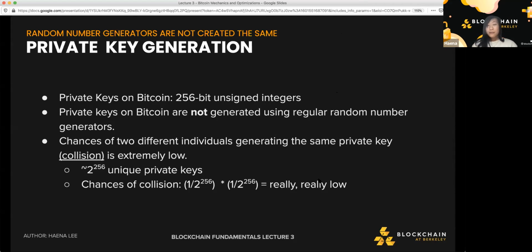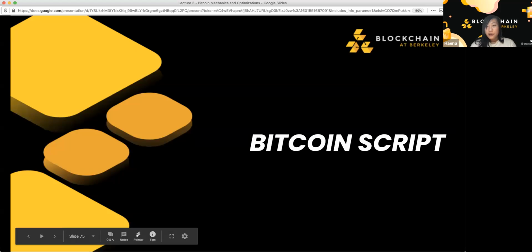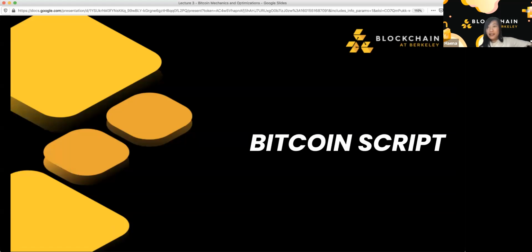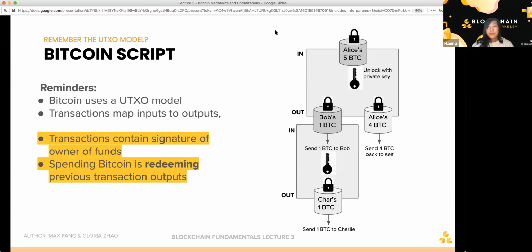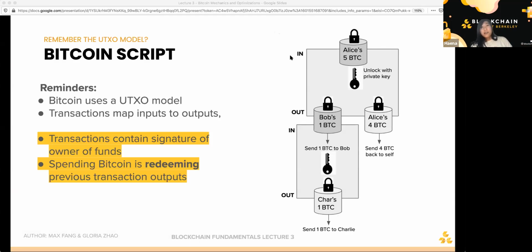Okay, awesome. Okay. All right, so let's move on to the last section for this lecture, where we'll be taking a brief look into Bitcoin script. All right, so let me get my notes up again. Okay. All right, so remember the UTXO model. If you recall from previous lectures, I believe this was covered in lecture 1. Bitcoin uses a UTXO model to facilitate transactions.